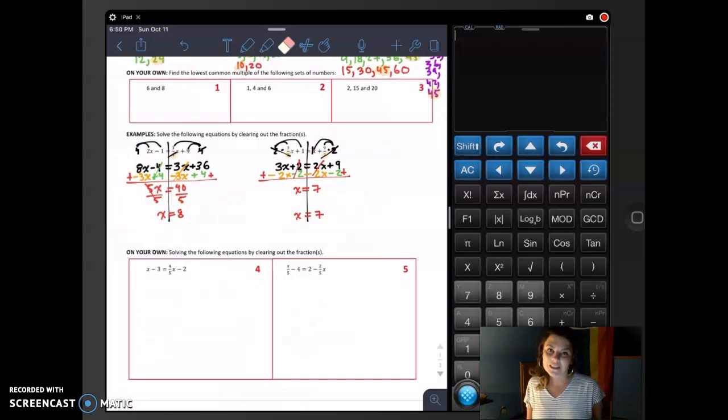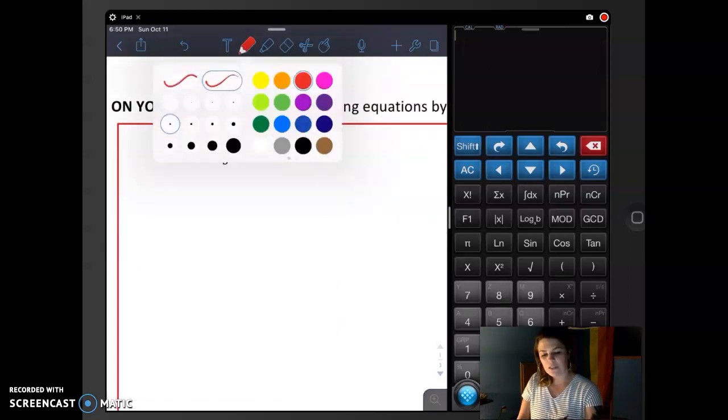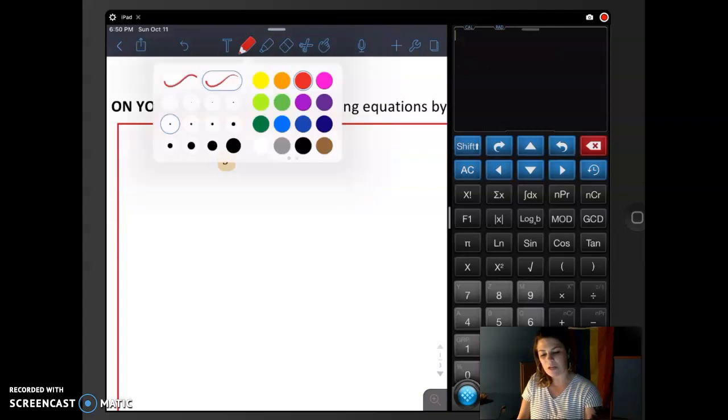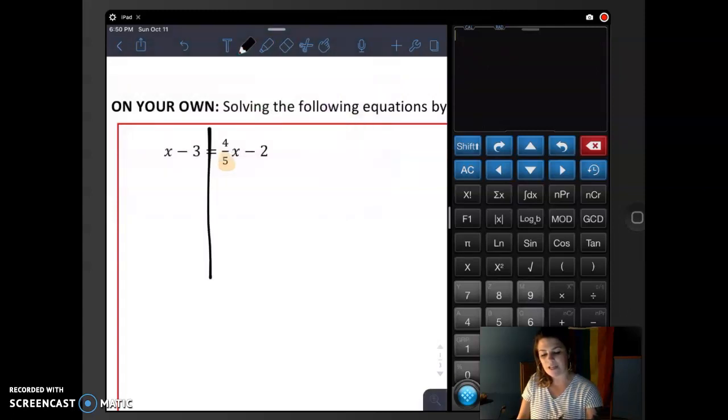Okay, please pause the video and give it a shot. I'll give you a hint on this one. Look for the denominator. There's only one denominator here, and multiply both sides by that denominator. And of course, if you have a naked x, put some clothes on that x, put a 1 in front of it. It'll help you think through it.